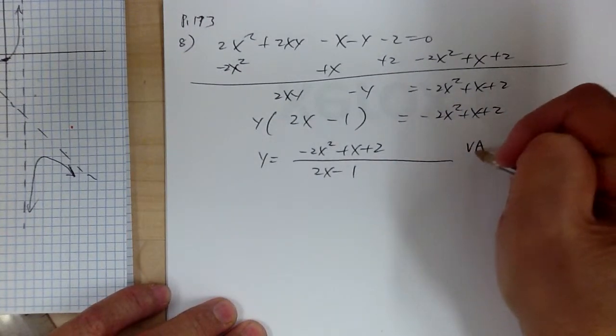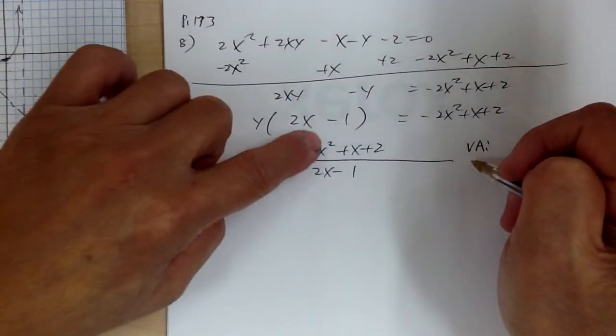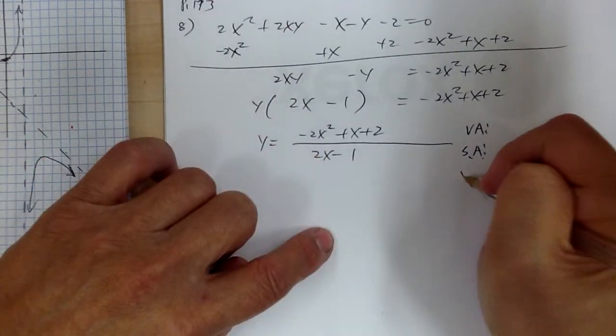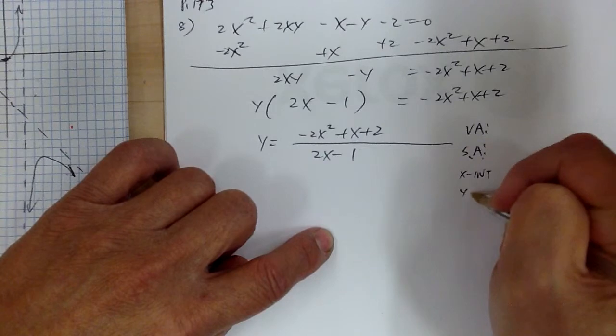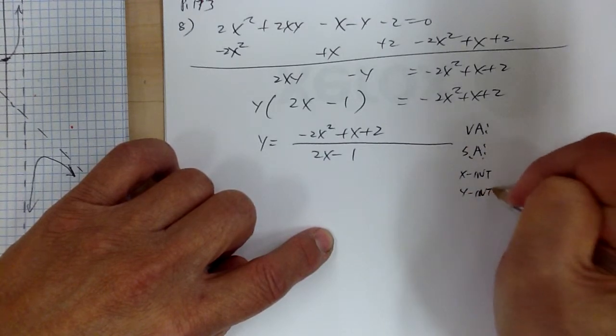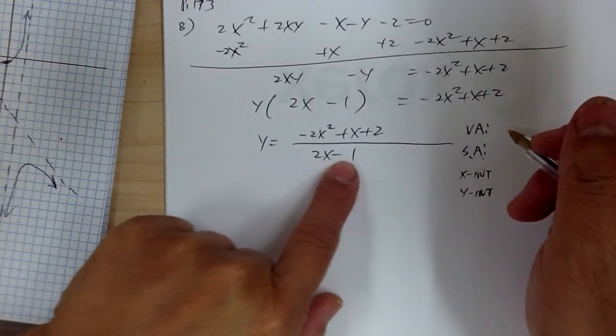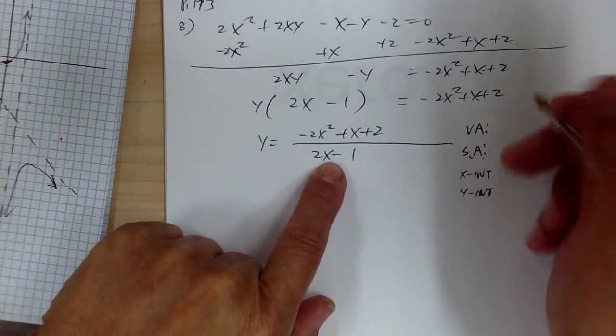After that you figure out your vertical asymptote. The top is higher than the bottom, so you're going to get a slant asymptote. And then you're going to have an x-intercept and a y-intercept. Vertical asymptote is easy: you set the bottom equal to 0, so you solve and you get 1/2.